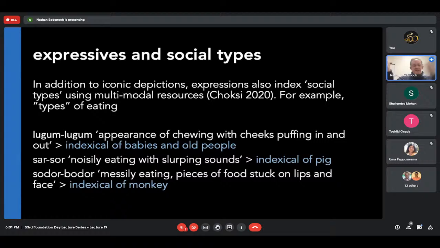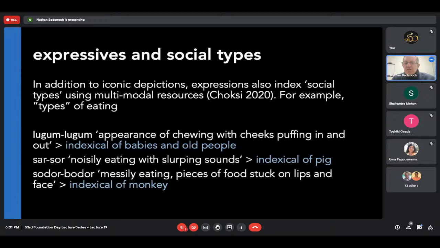And so, again, while the initial purpose of sodor bodor is to talk about food being stuck on the face in a sloppy and messy eating, again, it evokes images of something that is not human, but perhaps human-like, and basically a common reference that people can look onto.